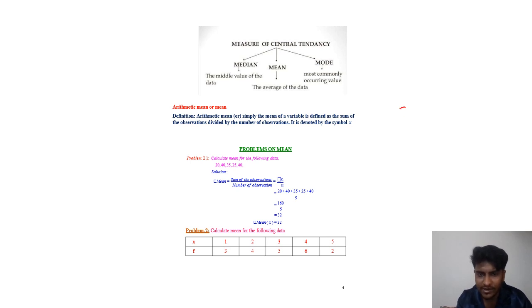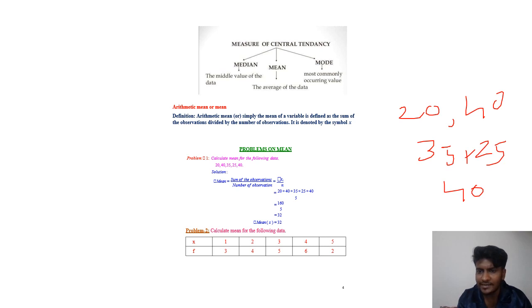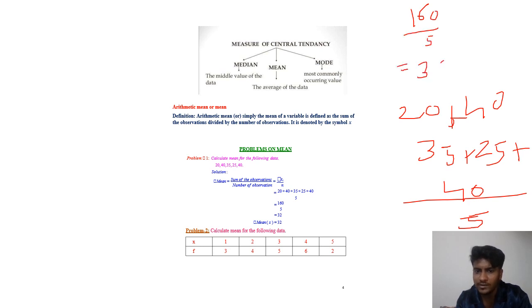So this is a data set where you have 20, 40, 35, 25, and 40. Simply just add these five values and then divide by the number of values. So the sum of observations divided by the number of observations. So here you have to just add all of them. You'll get around 160. So 160 divided by 5 will give you 32, right? So can you see over here, 32? That's the right answer. Now the second type of problem.